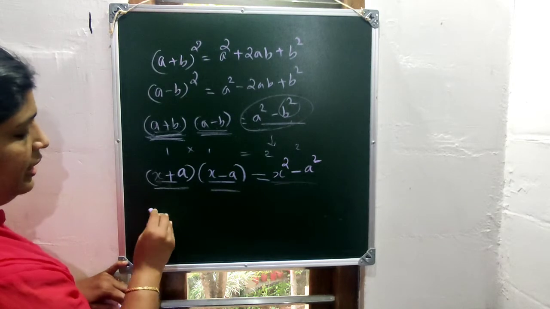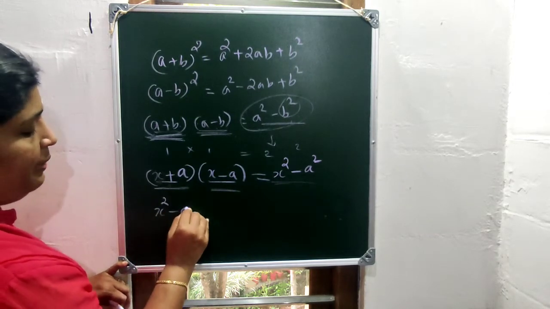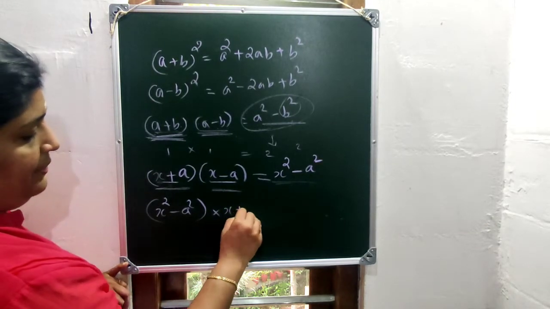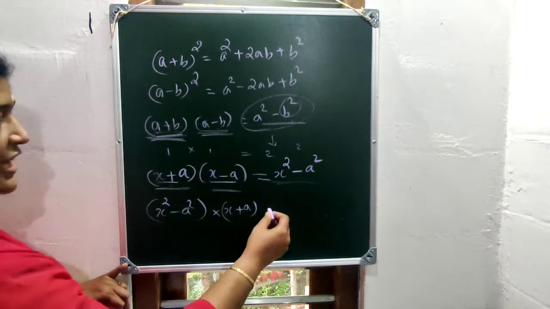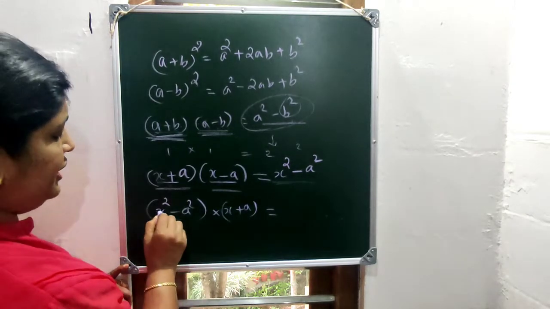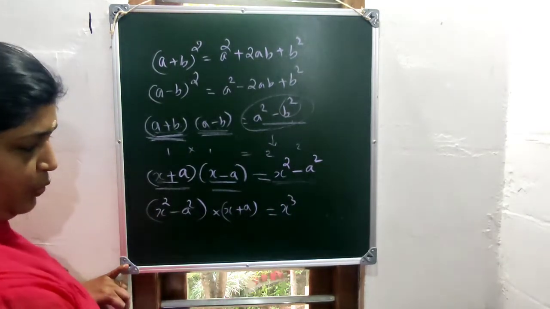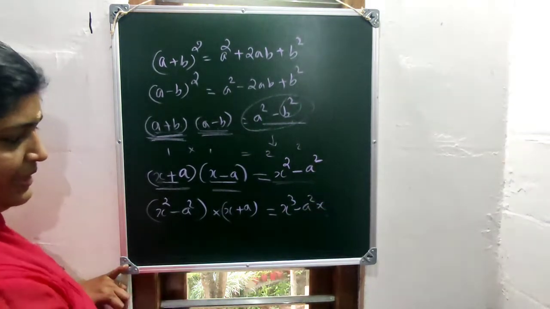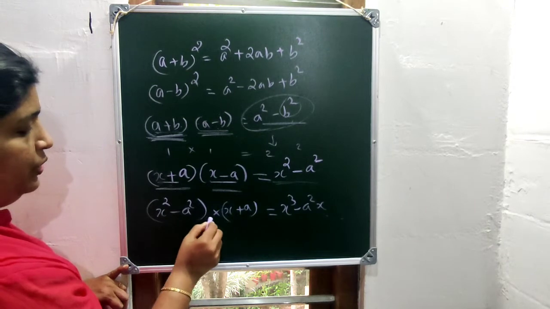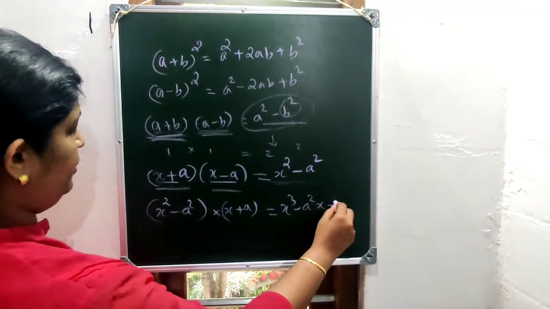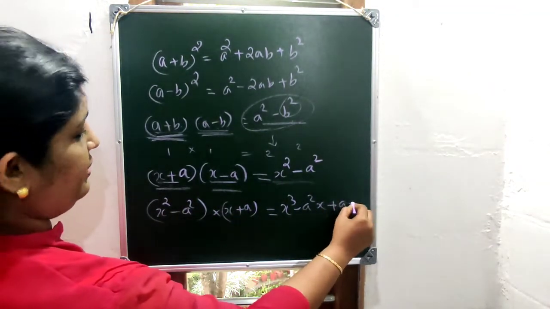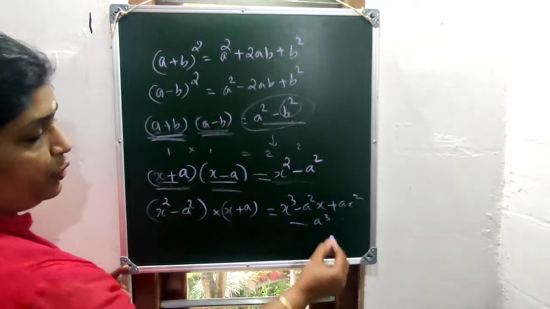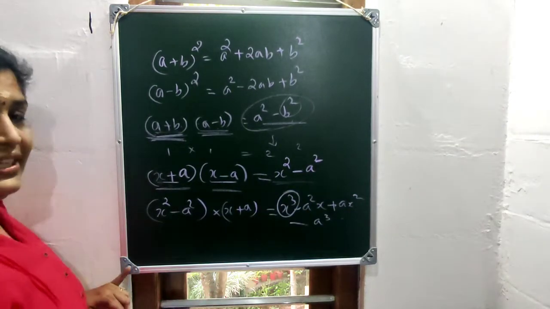See, if we have a polynomial like this, x square minus a square, then I am going to multiply this with x plus a. Okay, then what will we get? Yes, we get x into x square, that is equal to x cube. Then x into minus a square, that is equal to minus a square x. Then a into x square is equal to plus a x square, minus a square into a is equal to minus a cube. Okay, so here the power is 3.